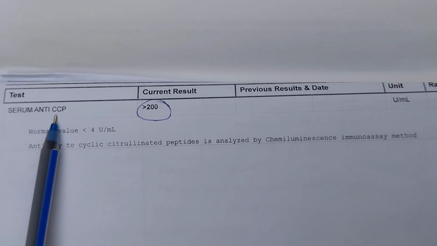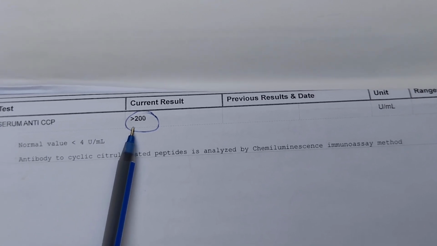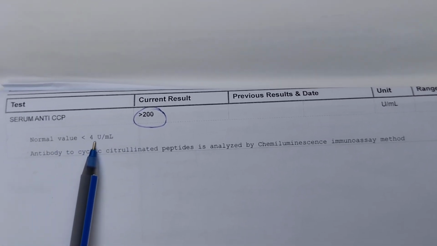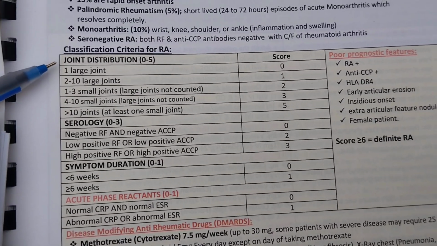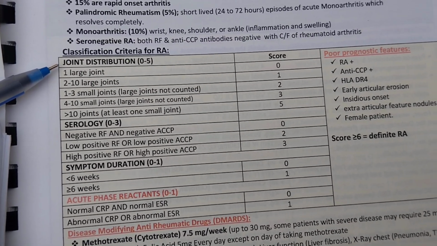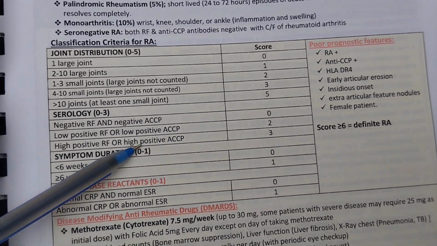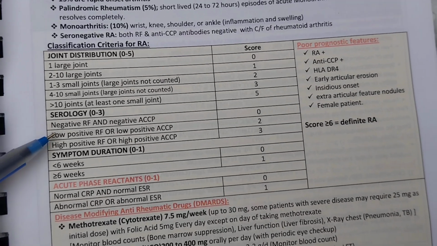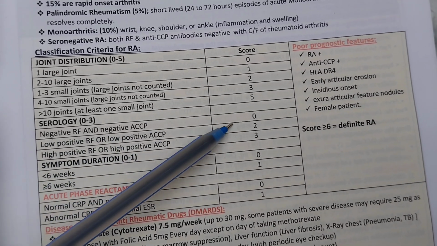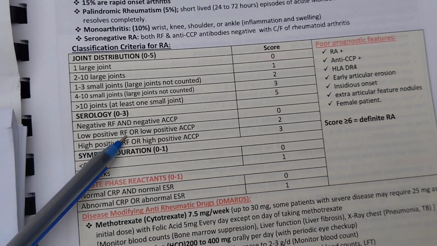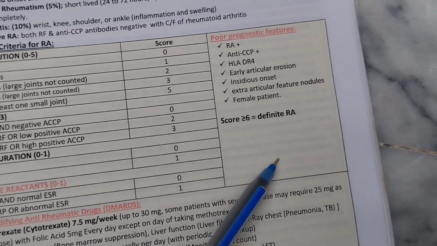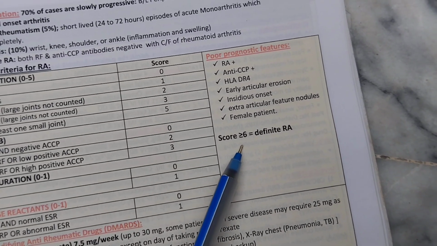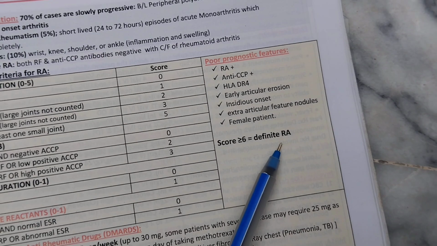We checked the serum anti-CCP of a patient, which came out more than 200, while the normal value is less than 4. A patient with more than 200 has seropositive rheumatoid arthritis. If you check here, then we can diagnose easily. First of all, we look at the joint distribution, for which we give numbers, and then we check the serology. Negative RF and negative anti-CCP scores 0. If low positive, you just check it and compare it with the patient, and if the score is 6 or more, then the patient has definite rheumatoid arthritis.